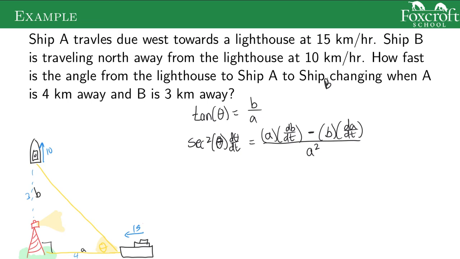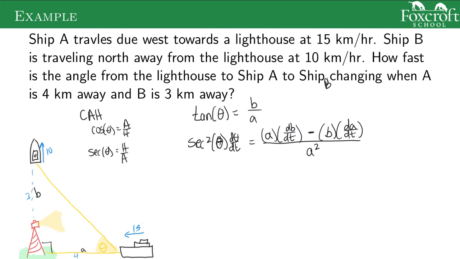All right, so what do we know? Secant squared. Secant is 1 over cosine, so it's the opposite of cosine. Let me write it out because I'm confusing myself for a second. Cosine is CAH, so cosine of an angle is adjacent over hypotenuse. Secant is the opposite of cosine, so secant is going to be hypotenuse over adjacent.